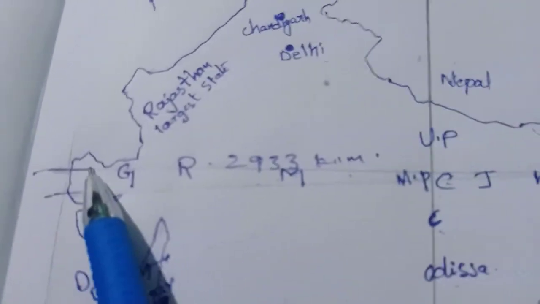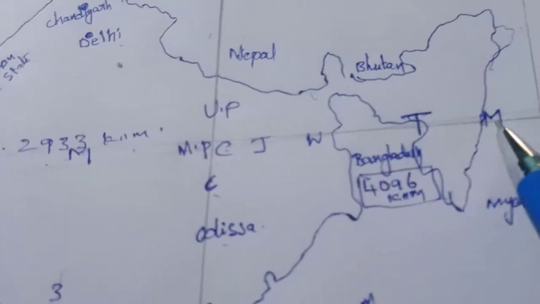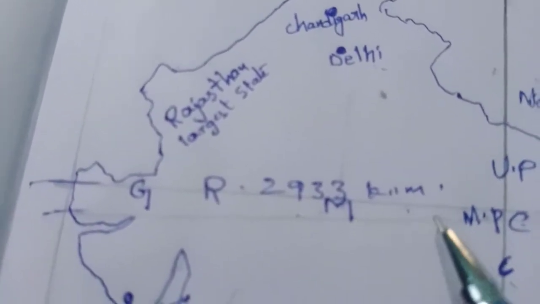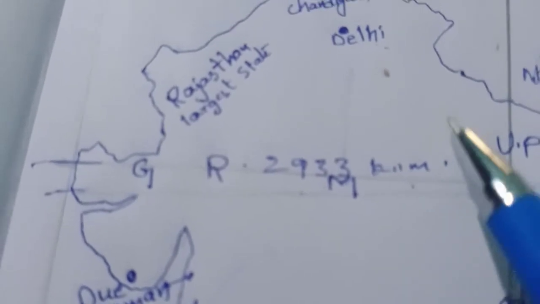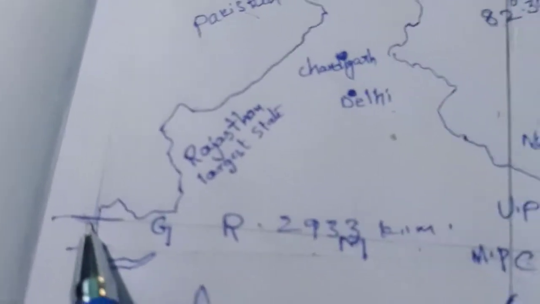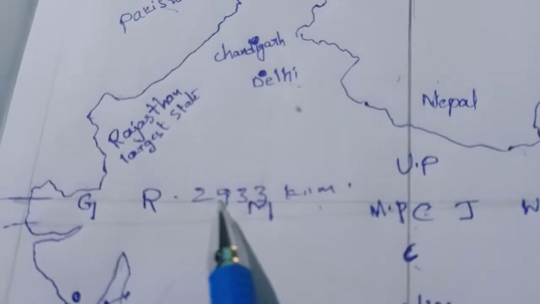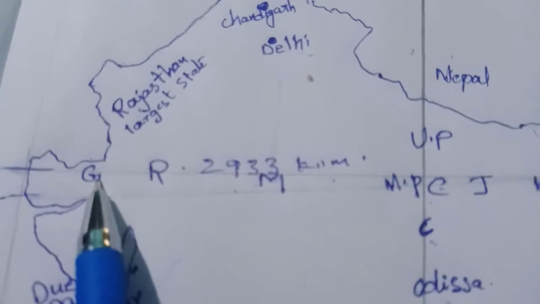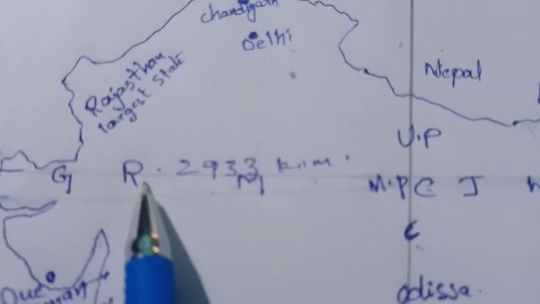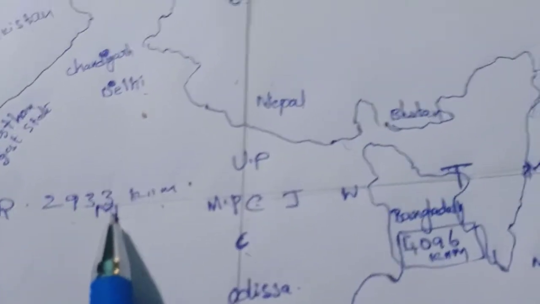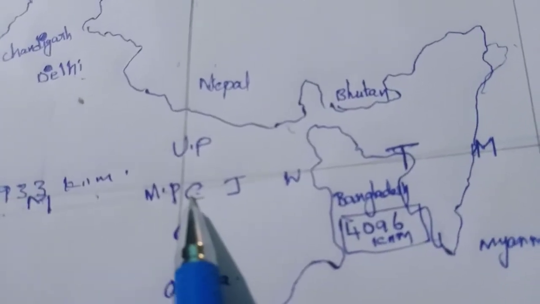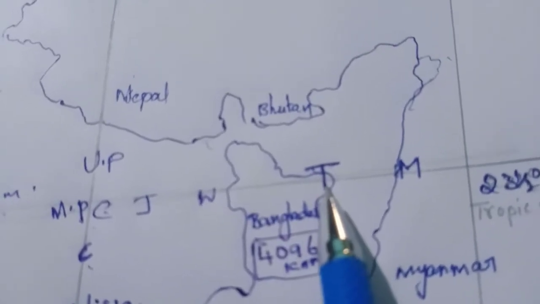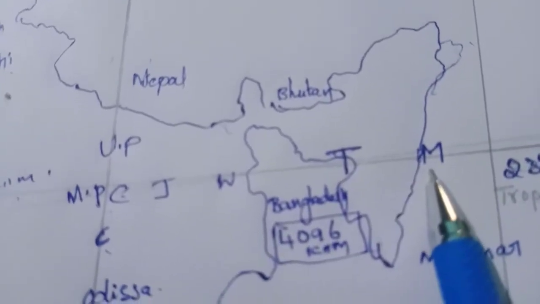Next, 23.5 degree Tropic of Cancer is passing through the middle part of India, and it divides India into 2 equal parts, north part and south part. Let's see. This is the 23.5 degree Tropic of Cancer. It is passing through 8 states. Let's see. Gujarat, Rajasthan, Madhya Pradesh, Chhattisgarh, Jharkhand, West Bengal, Tripura and Mizoram.